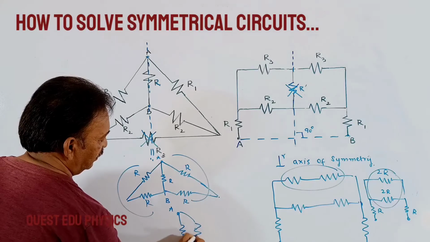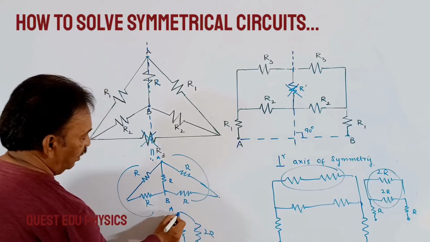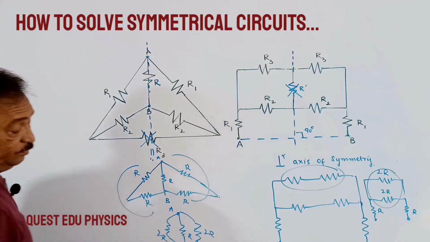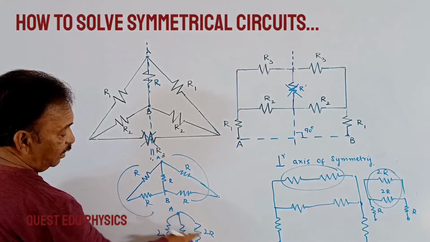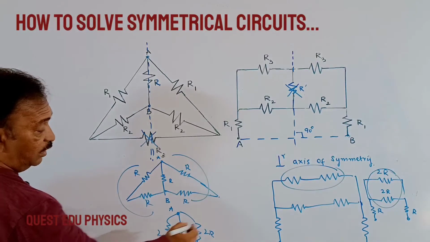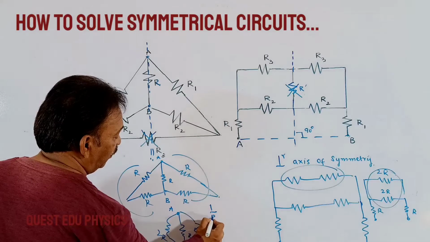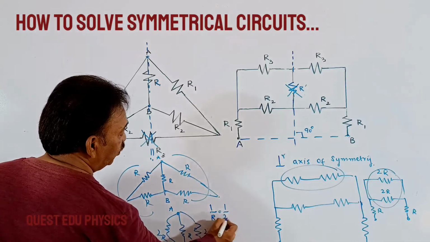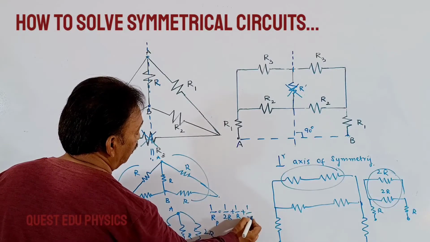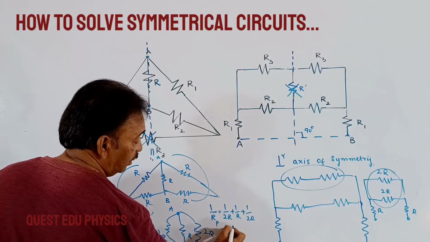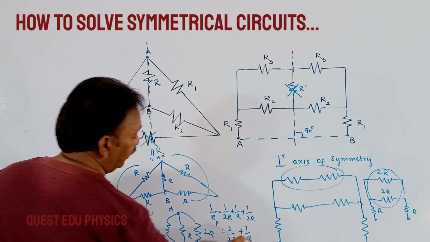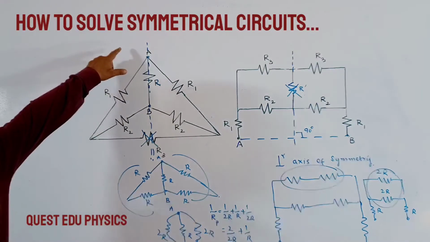It is the resistor of 2R, and another 2R, and it is R. These three resistors are parallel to each other. Then what you have to do? 1 by R parallel is equal to 1 by 2R plus 1 by R plus 1 by 2R, which is 2 by 2R plus 1 by R. Solving this, you will get the effective resistance between these two points.